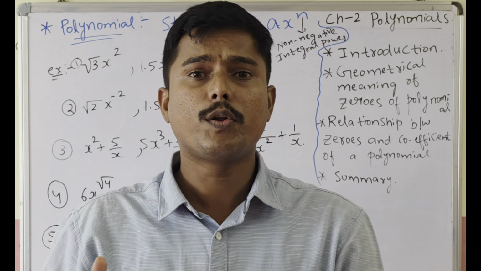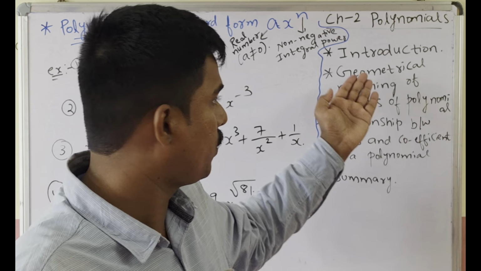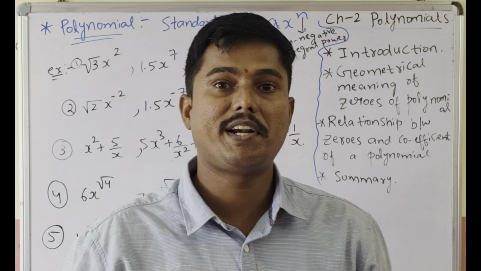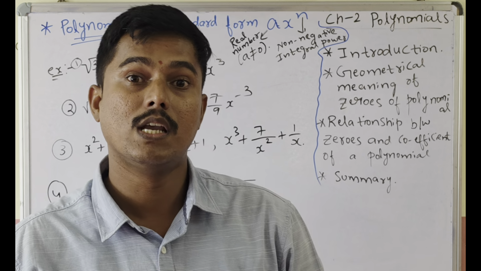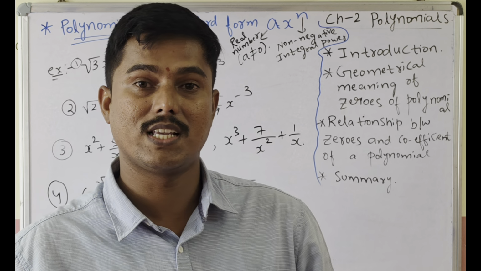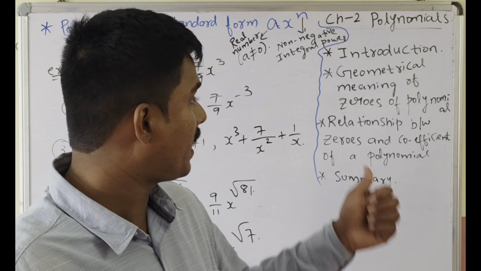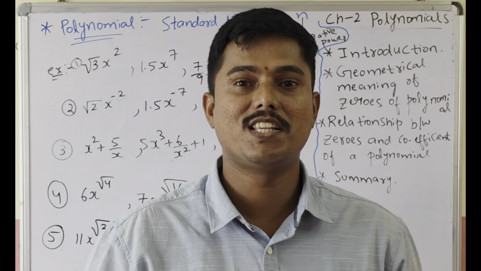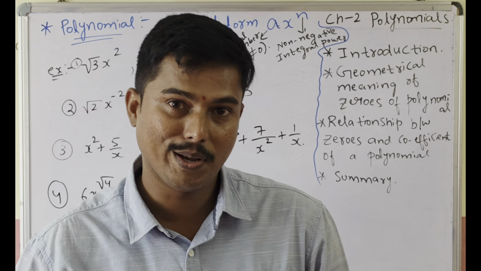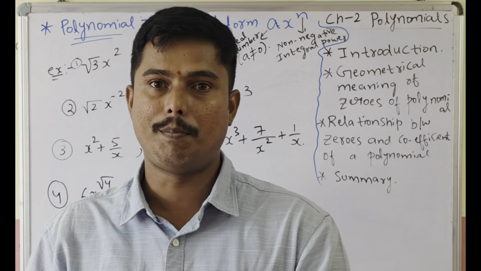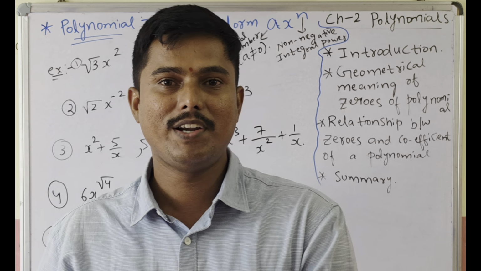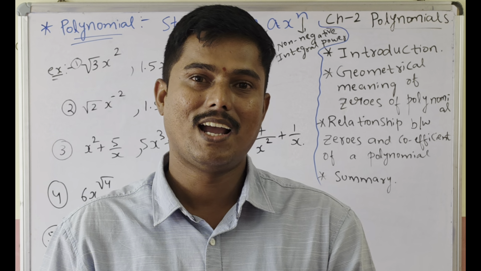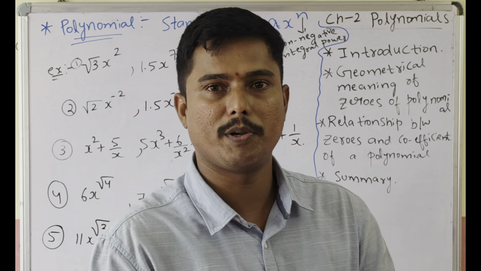So what are we going to see in polynomials first of all? First the introduction of the chapter, then the geometrical meaning of zeros. You are going to see what is the meaning of zeros. If you say zeros, what do they mean? Next we are going to see the relationship between the zeros and coefficients of the polynomials, and the summary of the chapter. In 4 to 5 videos we are going to complete this chapter. Let's start with the topic of polynomials.